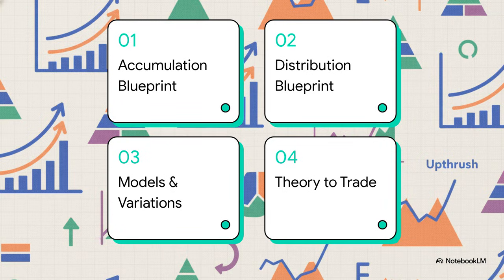We'll start by dissecting the two main blueprints: accumulation, which is all about building a position, and distribution, which is how they sell it off. After that, we'll look at a few common variations, because it's not always textbook, and then we'll wrap it all up with an actionable framework you can actually put to use.